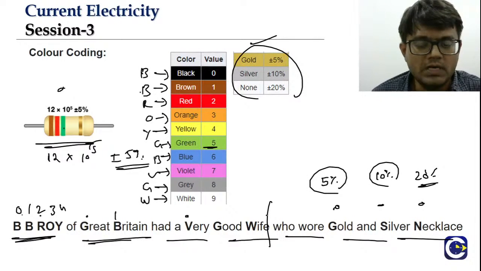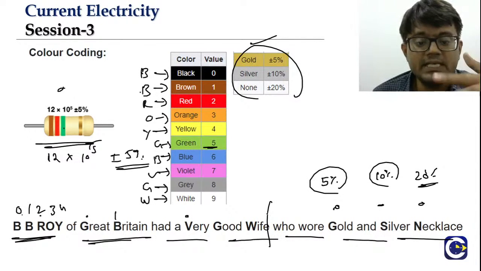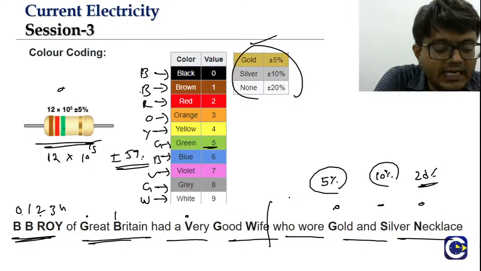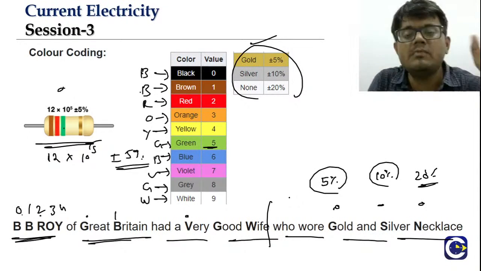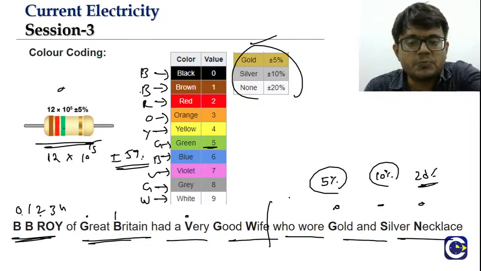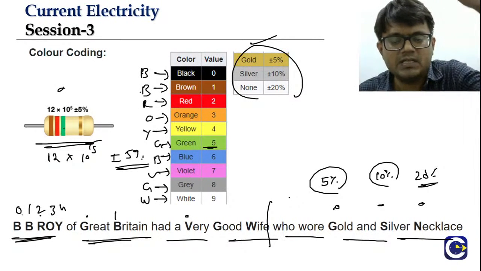Brown comes, and at the next stage, B is what? Blue. G is coming 2 times. First, what comes? Green. Second G is what? Gray. Okay, so these are the repeating letters. With this we will be able to remember. Now look, with this mnemonic we will be able to remember the corresponding color-coded values.